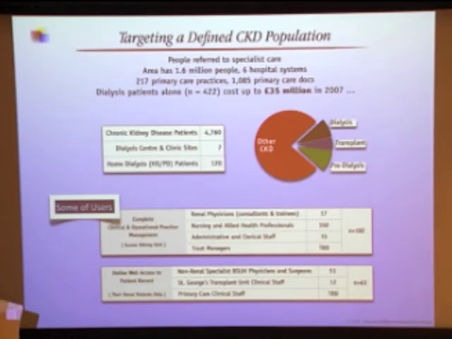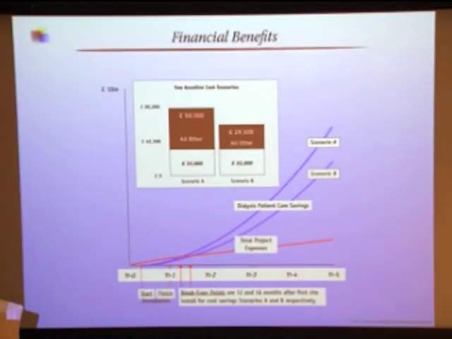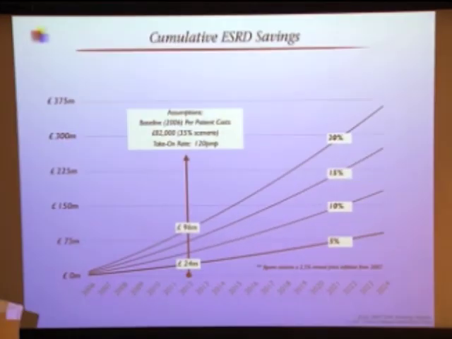In this particular region, which is two counties, 422 dialysis patients alone cost as much as £35 million a year. These patients are among the most hospitalized in the country, second, in fact, only to sickle cell anemia patients. And we won't go into the financial benefits. One of the things about the project in terms of releasing resources is that we did a study that looked at the cumulative benefits after 5 years, and just looking at the ESRD patient population, depending on some of our assumptions, you may release anywhere from 24 to 96 million pounds cumulative in that short period of time based on those 422 patients.